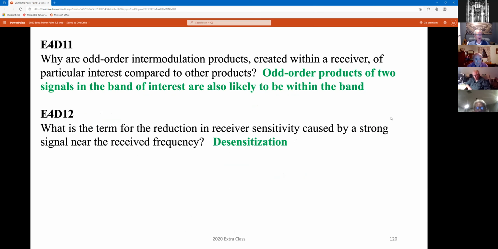Question 11, why are odd ordered intermodulation products created within a receiver of particular interest compared to other products? And that's because those are likely to be within the band. Signals in the band of interest are also likely to be within the band. What is the term for the reduction in receiver sensitivity caused by a strong signal near the received frequency? And that is desensitization.